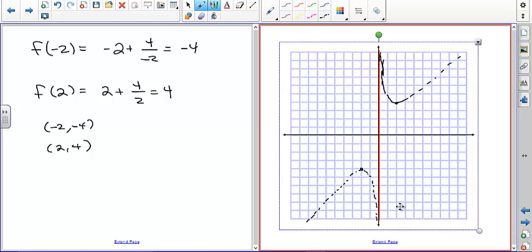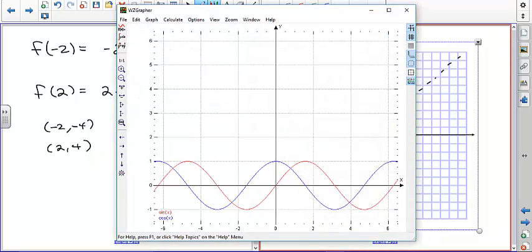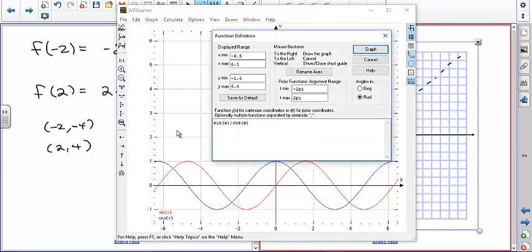And if you looked at the original function, you'd see there's a slant asymptote of y equals x. If you remember back to pre-calculus, you had different kinds of horizontal asymptotes, but you could also have a slant asymptote. And so this has a slant to it. So let's just plot it out and see what it looks like. The original function was x plus 4 over x.